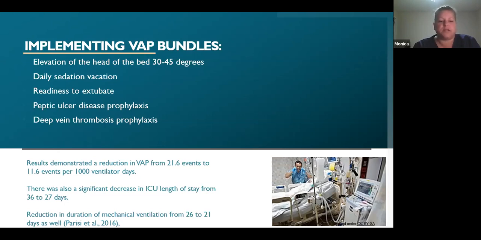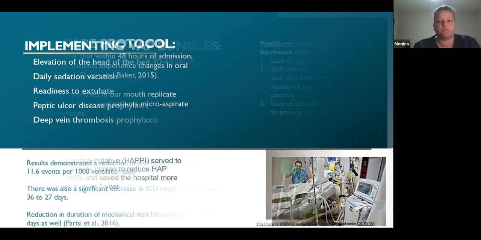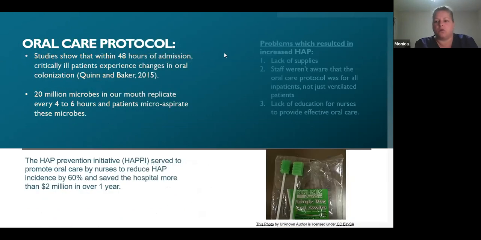Through this study, results demonstrated a reduction in VAP from 21.6 events to 11.6 events per 1,000 ventilator days. There was also a significant decrease in ICU length of stay from 36 to 27 days, and a reduction in duration of mechanical ventilation from 26 to 21 days. Oral protocol.